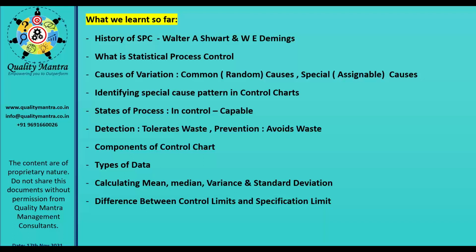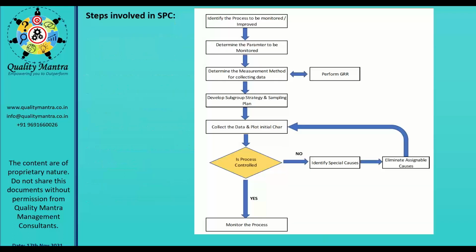So control charts are categorized based on the type of data, that is variable data and attribute data. Then we learned how to calculate the mean, median, variance and standard deviation, and we have seen yesterday the difference between the control limits and specification limits.